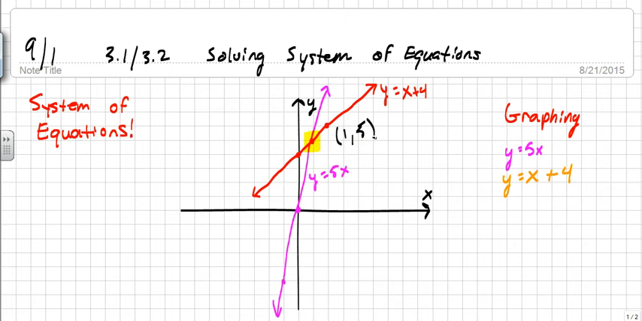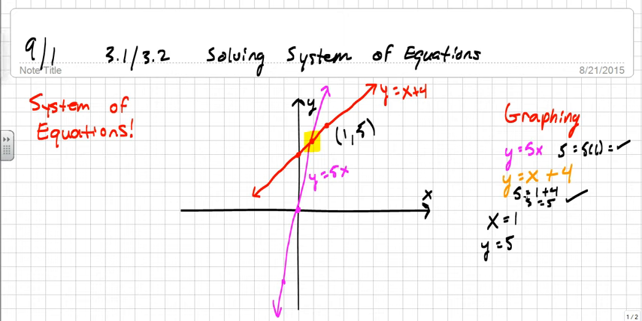So the values that satisfy both equations are x equals 1 and y equals 5. If I were to plug both of these values into these two equations, I would get a number equal to another number. And just to show you that it works, if I plug in 5 for y, it's going to equal 5 times 1, and that's 5 equals 5. So that works. And here if I plug in 5 for y, that equals 1 plus 4, which is 5 equals 5, which also works. So you can see I get the same number on both sides. That means my equation is true, it's satisfied.